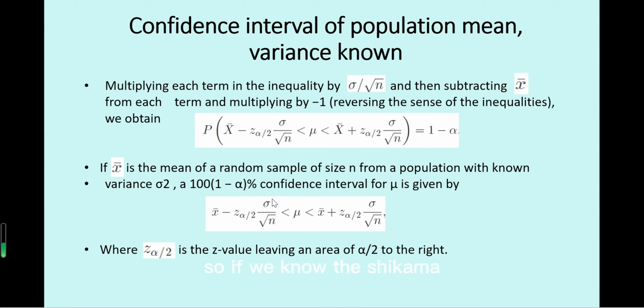So if we know sigma, the population standard deviation, we can get the population mean between these two bounds. The range between these two bounds is called the confidence interval of the population mean when the population variance is known.